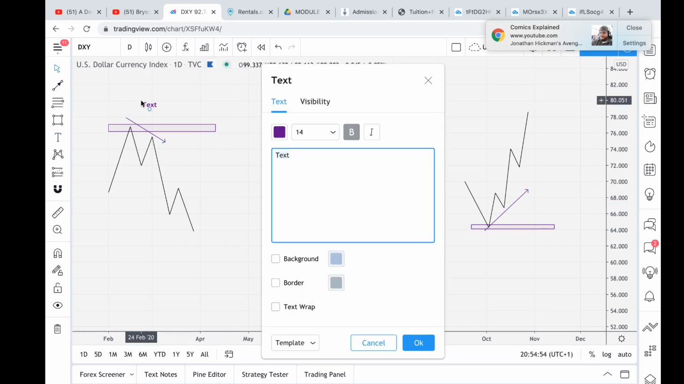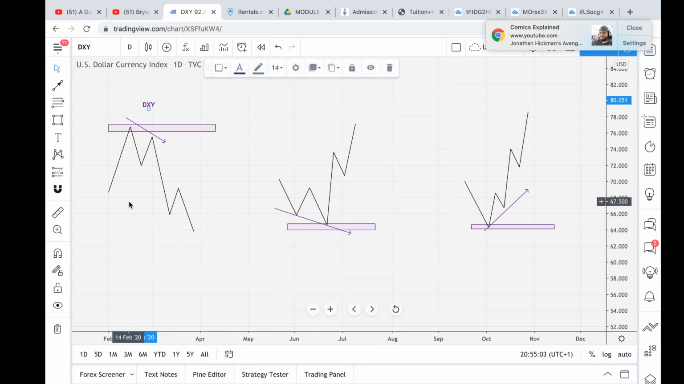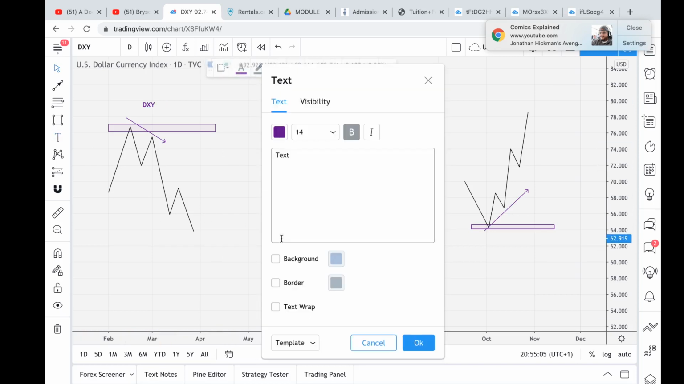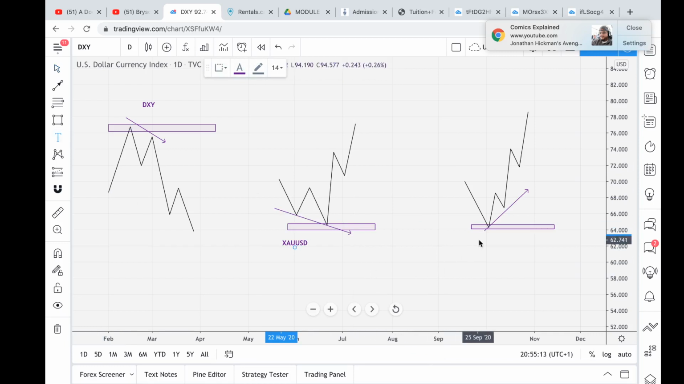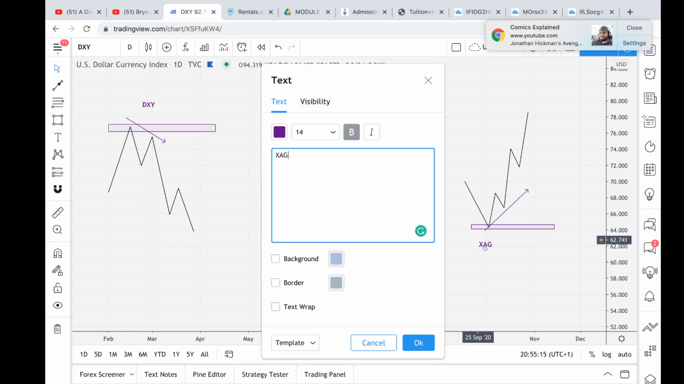So this is the benchmark. Oh yeah, so we know this is the benchmark. This is DXY, of course. And then let's say this is gold now. This is gold, and this is silver. Correlated asset classes. They're both metals, so silver.